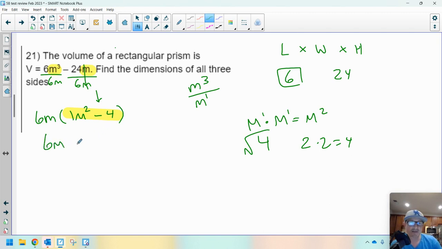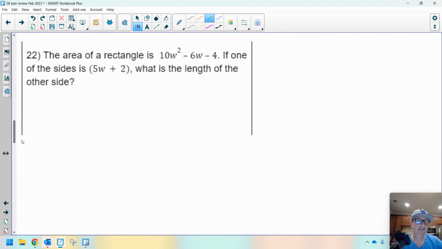When we have a difference of perfect squares, we have one parentheses, we have two parentheses, we throw a plus in the middle of one, we throw a minus in the middle of the other. The beginning goes at the beginning of both. The square root of M squared is M. The square root of 4 is 2. That goes at the end of both. These are the answers. Next. All right.